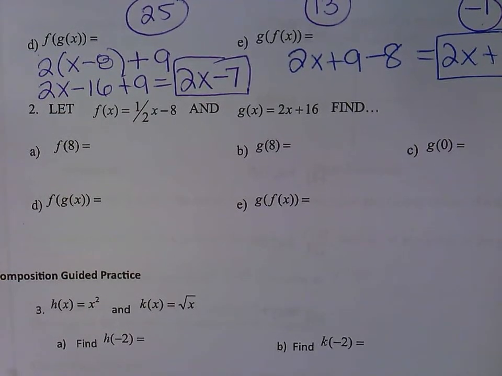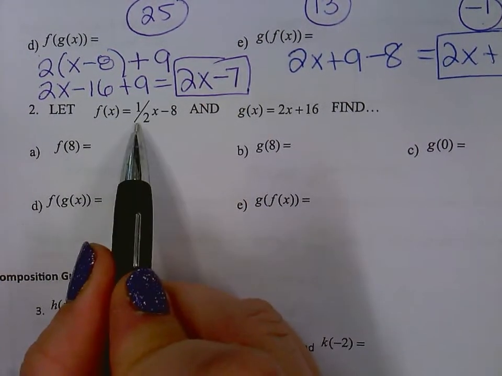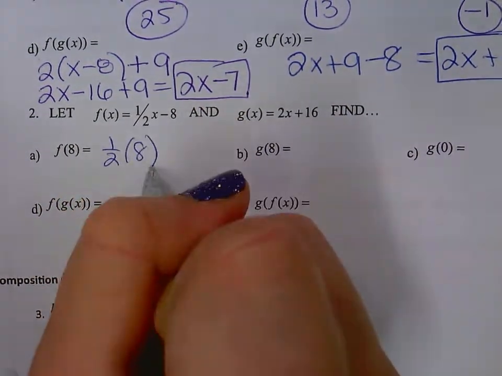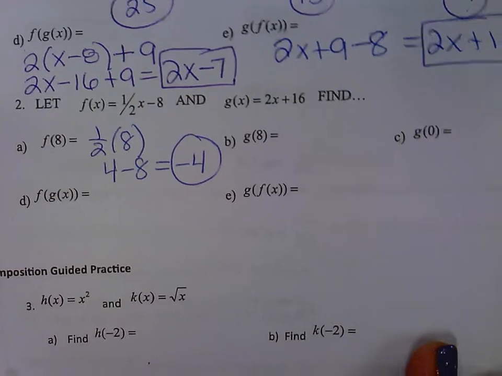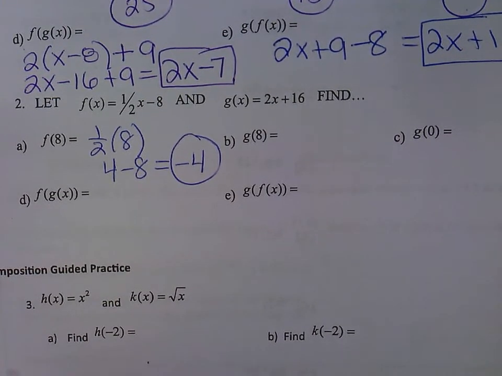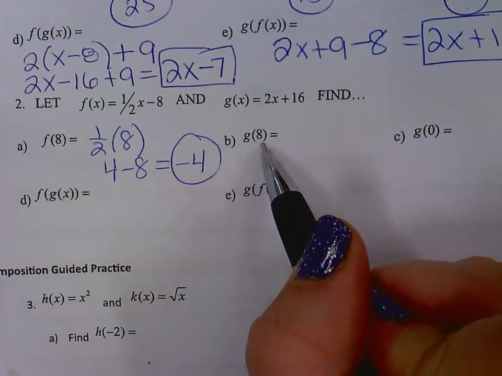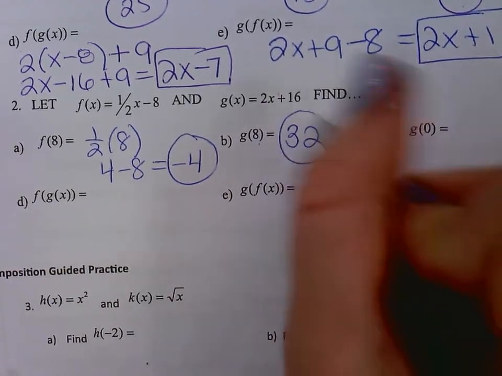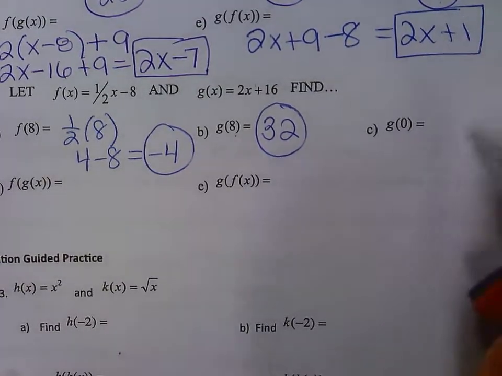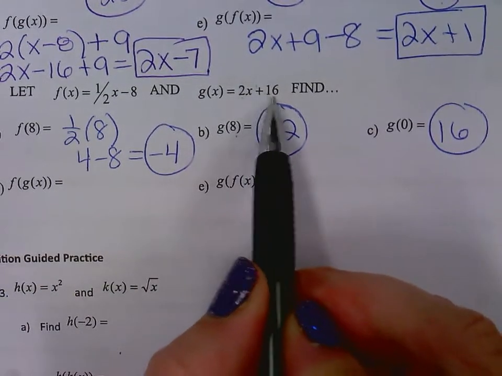Did you finish those 3 questions? All right, let's see what we got. So f of 8, so I would do 1/2 times 8, which would be 4, minus 8 is -4. Is that what you got for the first one? 4 minus 8 is -4. Okay, so then g of 8 turns into 16 plus 16, right? So 32. Did you get that? And then g of 0 would just be 16 because this goes away and I would just have 16 left.